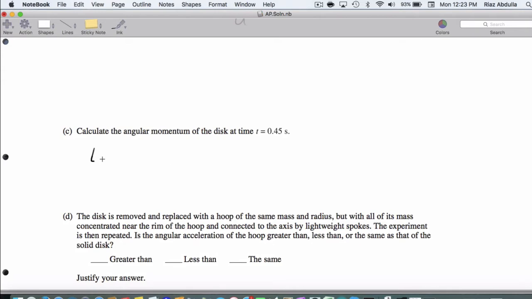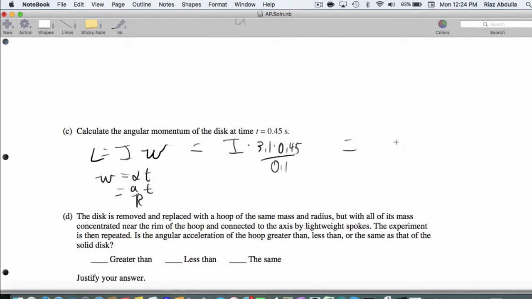Okay. Then we want the angular momentum. That's L is I times omega. So to get omega, that's going to be alpha times T, which is going to be A over R times T. So L is going to be I times 3.1 times 0.45 divided by the radius, which is 0.1. I got an L of 0.015.